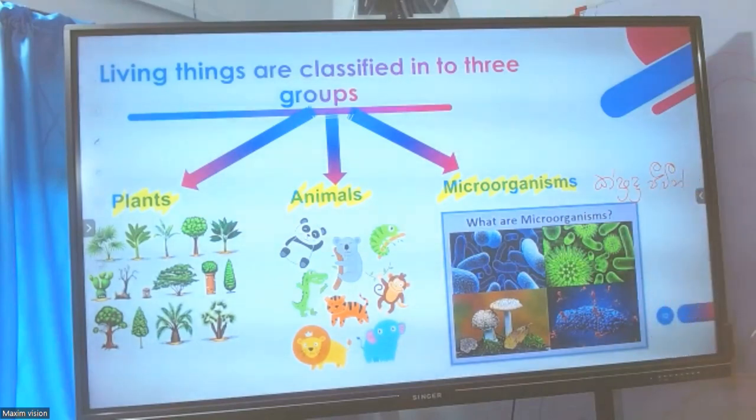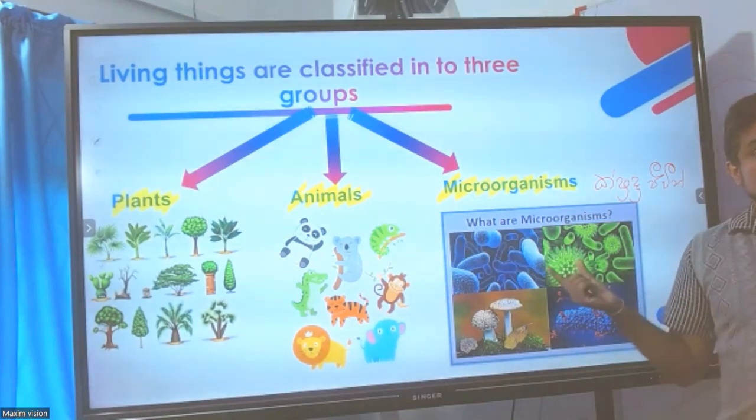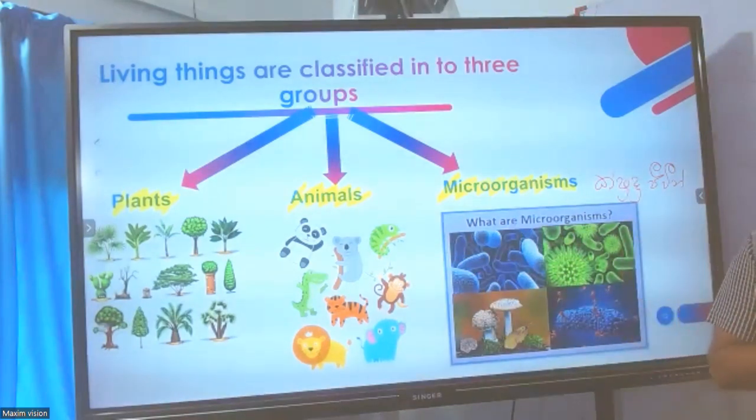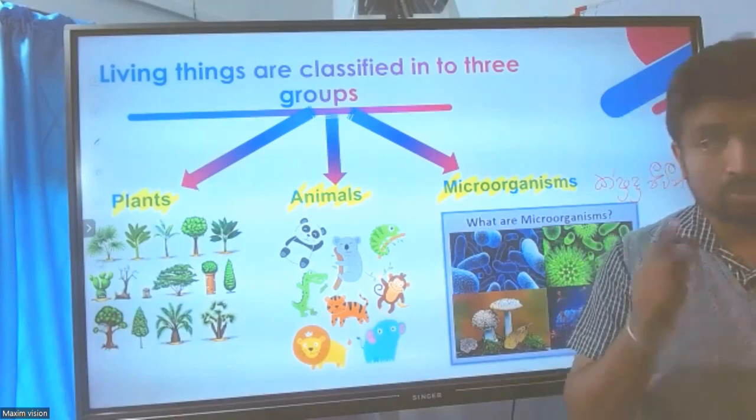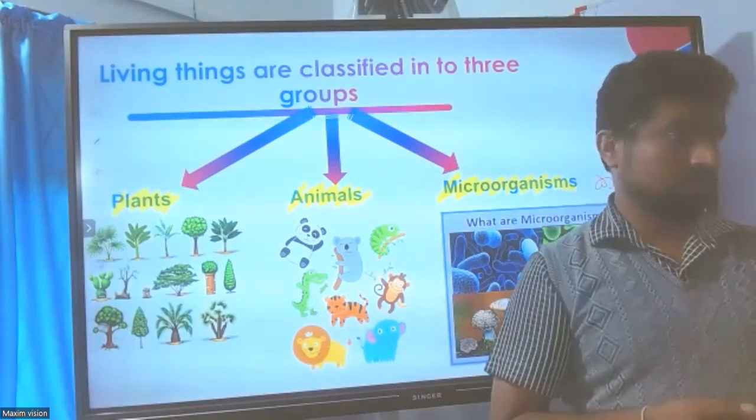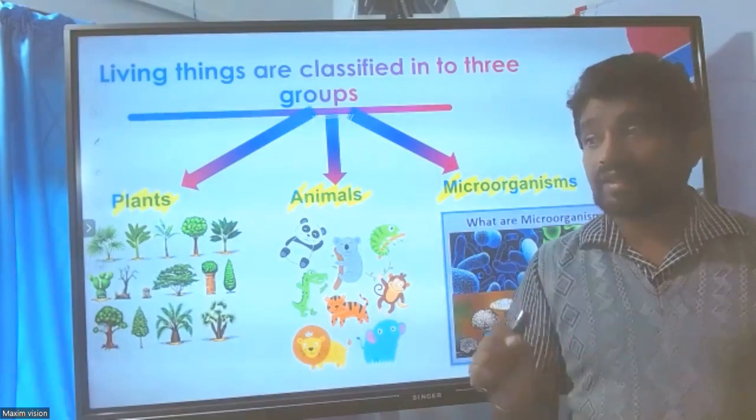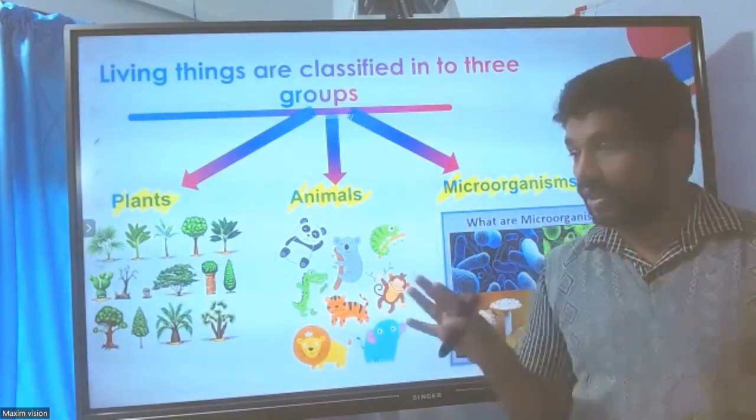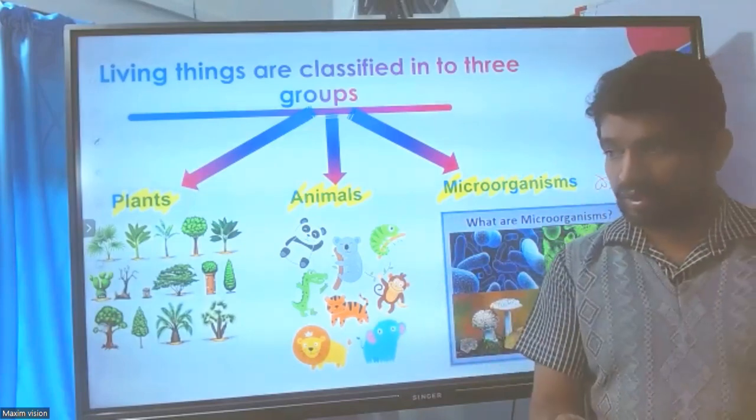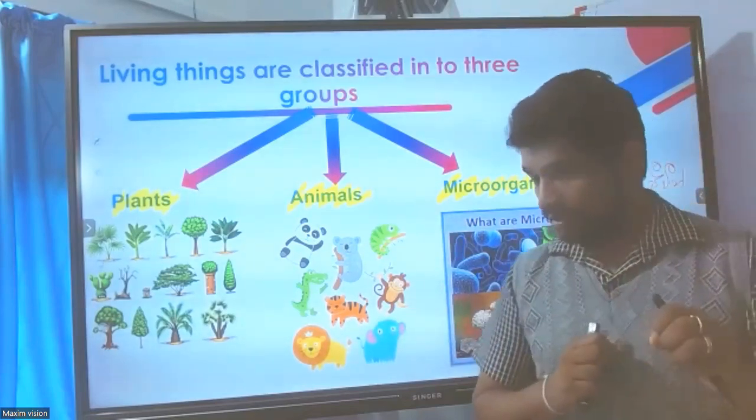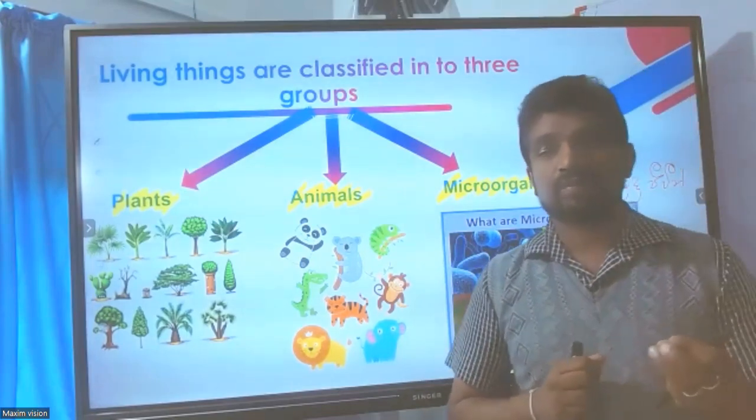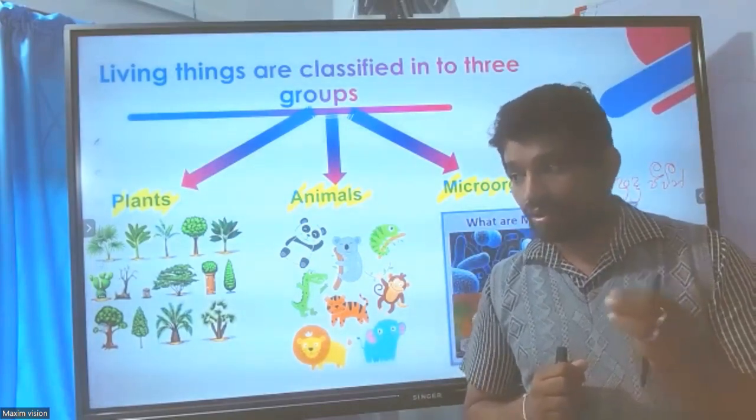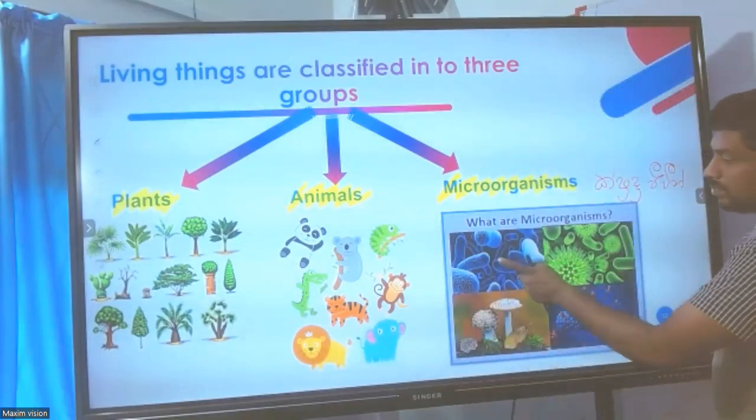Right? They are called, who are microorganisms? How do we explain them? Can we see them? That means organisms that cannot be seen with our naked eye. What is the naked eye? Without using any equipment, we can't see them. We can't see them when they are taken individually. They are called microorganisms. Do you know this microorganism type?